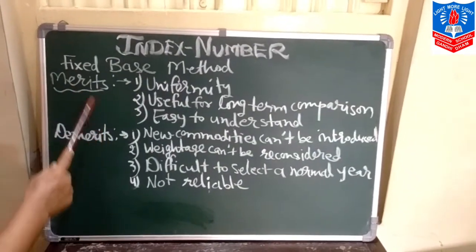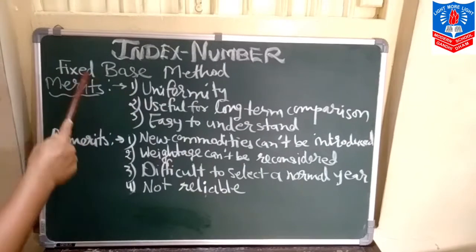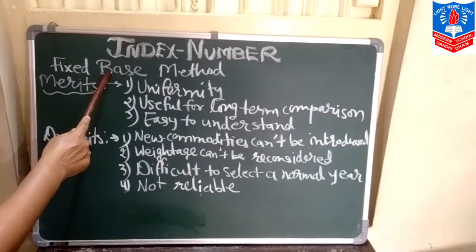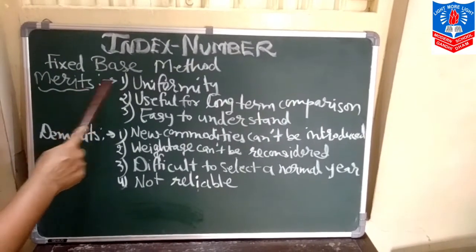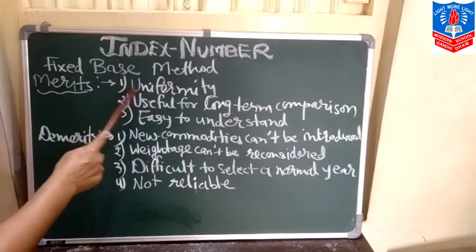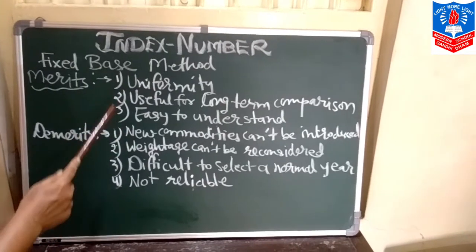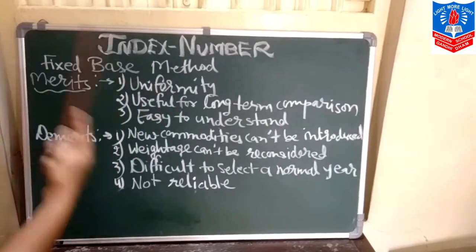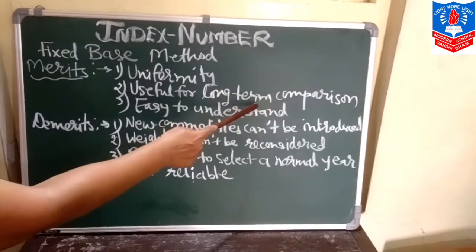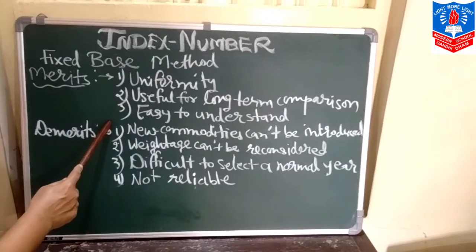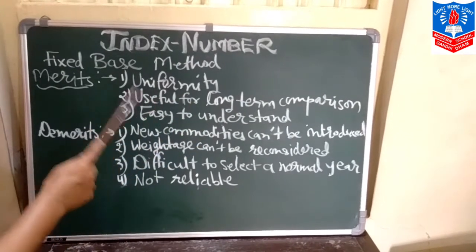Our next topic is merits and demerits of fixed base method. We have already done it. What is fixed base index number? So of that, merits and demerits. Now first, let us go with the merits. Three merits. Number one, uniformity. As the value of the fixed base remains constant, uniformity is maintained for all the years. Number two, this method is useful for long-term comparison. Number three, it's easy to understand and the calculations are also less.